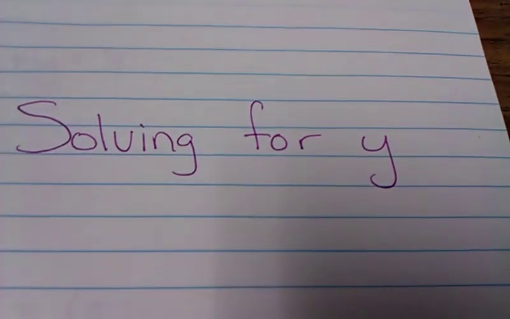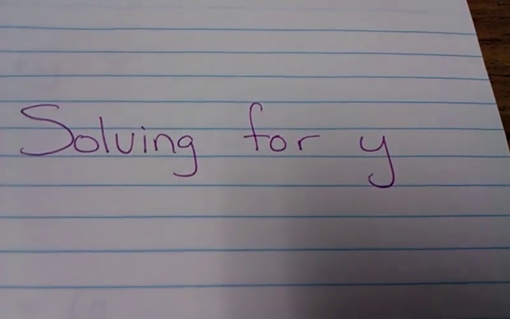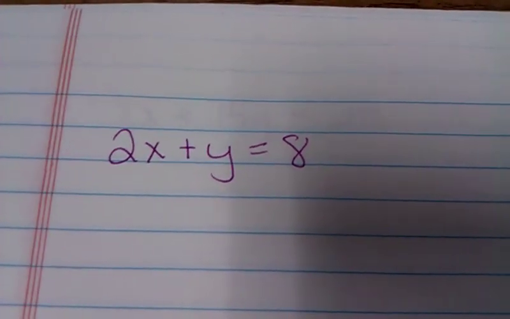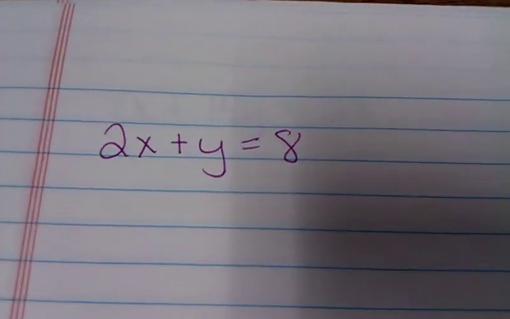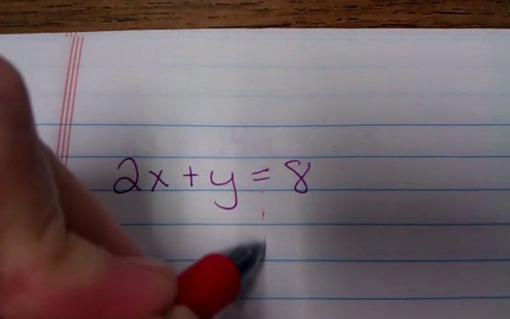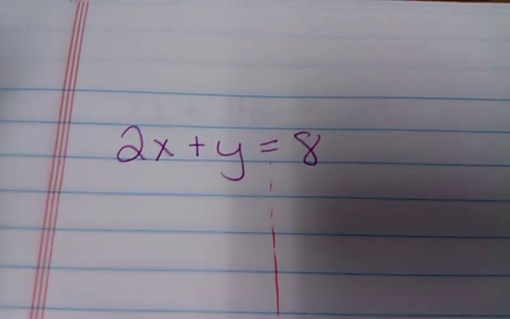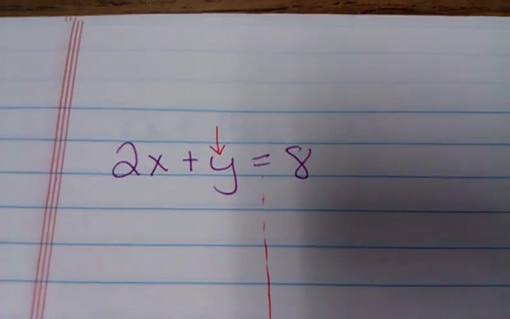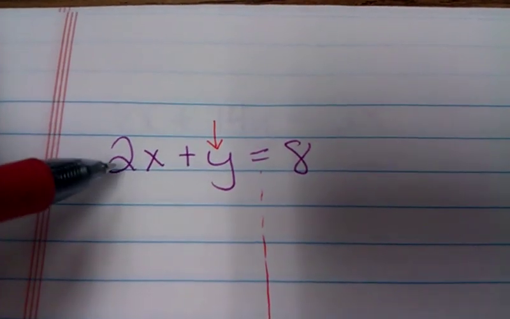This video will be helping you be able to solve for y. In this first equation we have it written in standard form and we need to get it in slope-intercept form. So the first thing I'll do is draw a dotted line right here. I need to get y right here by itself. On the same side of the equal sign is the 2x.